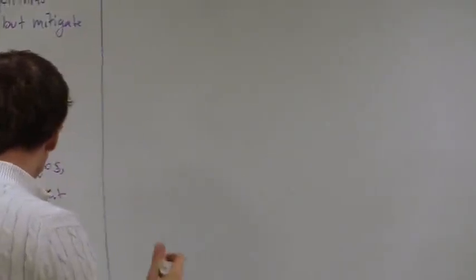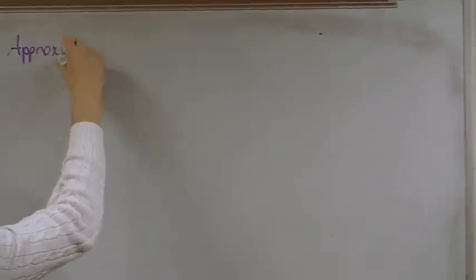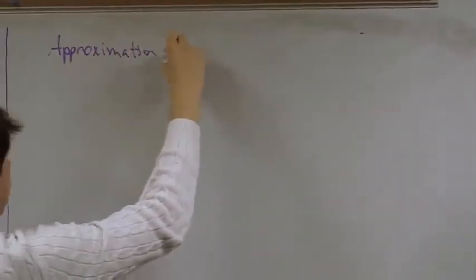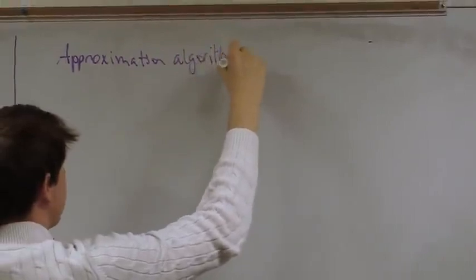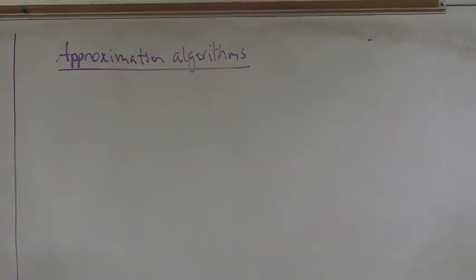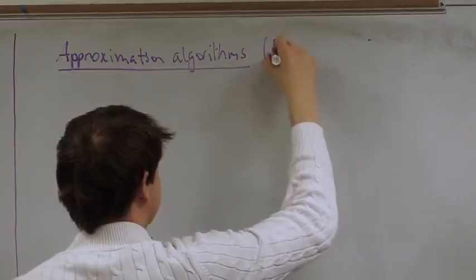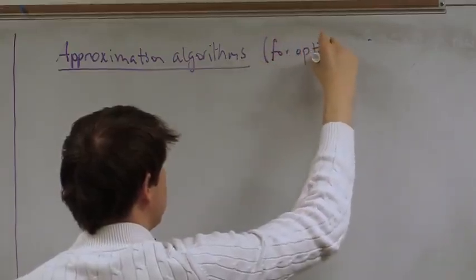So let's define approximation algorithm more precisely. Specifically, what do we mean by saying that an approximation algorithm always returns an answer that is not too far from optimal? So we're going to look at optimization problems.